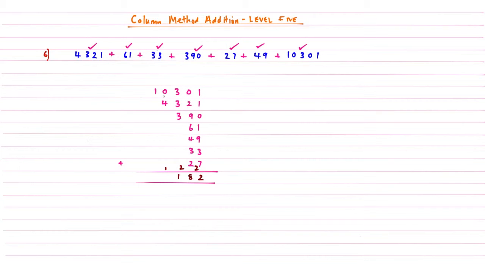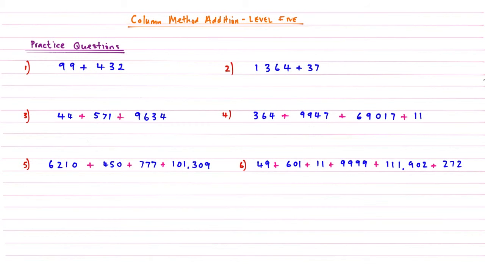In my thousands column, I've got nothing plus 4, which is just 4. Add this 1 down here, gives me an answer of 5. And then my 10,000s column, there's nothing else in there, so that's just 1. So my answer to example number 6 is 15,182.